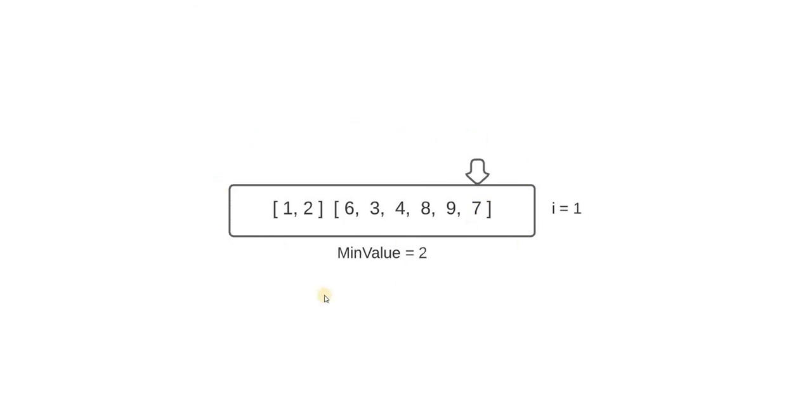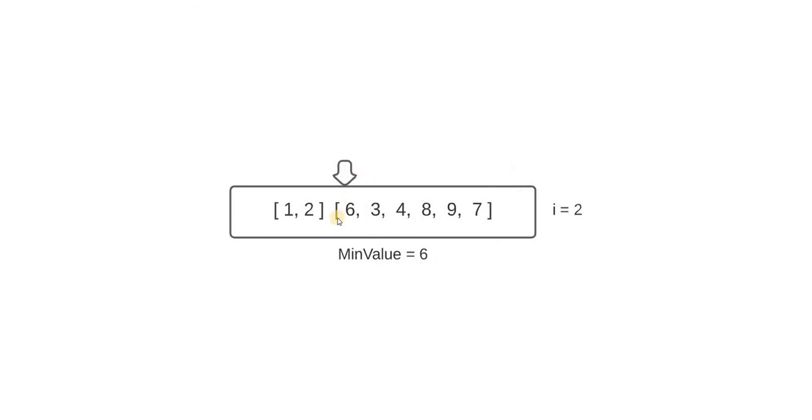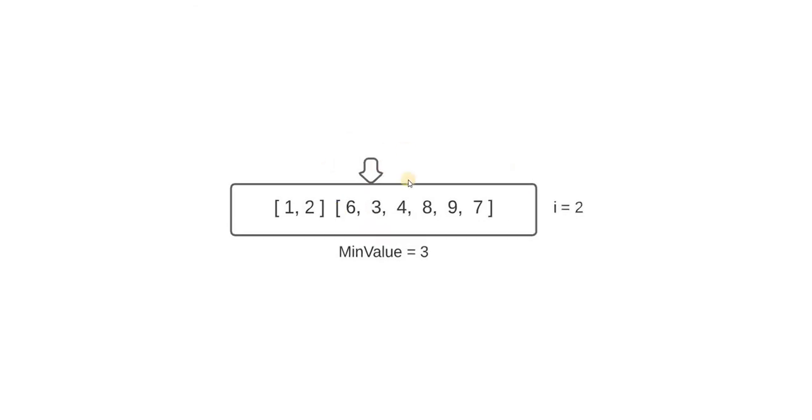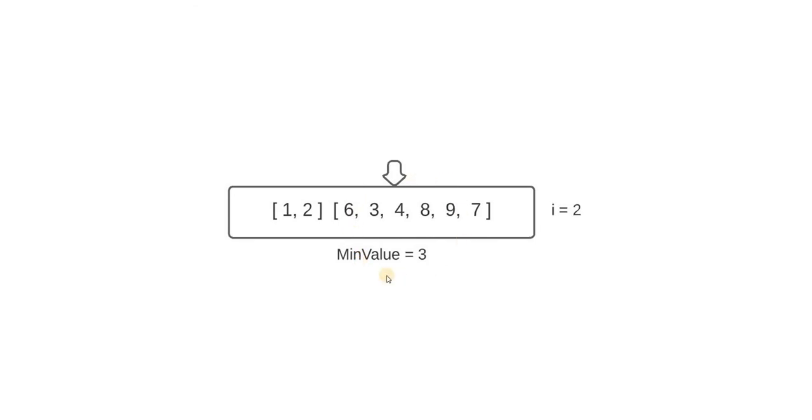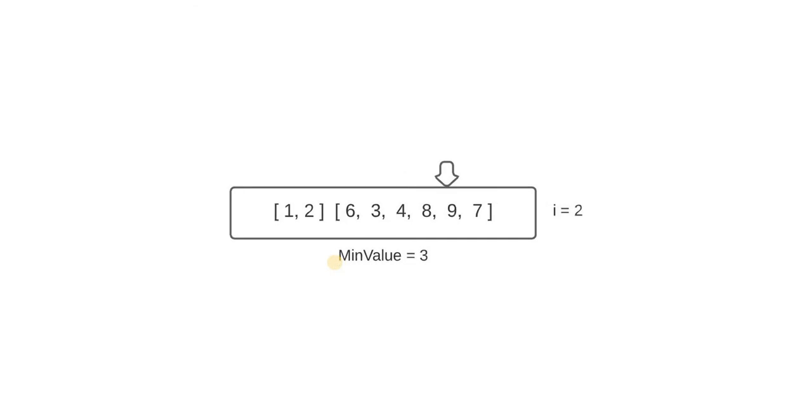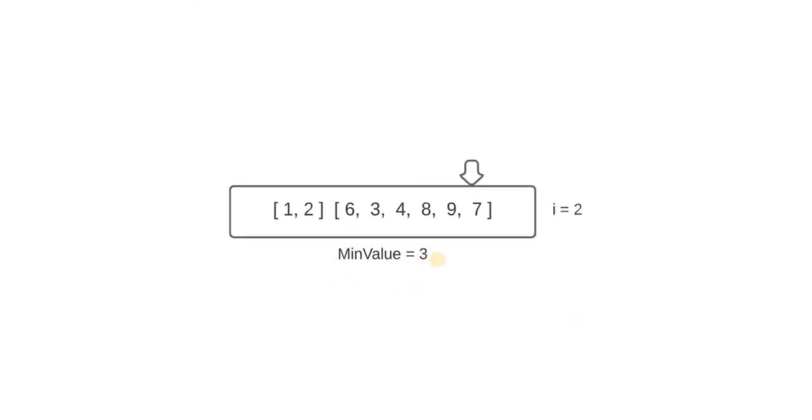Let's move on to the next pass. The new min value is now 6. 3 was smaller, so min value is now 3. Notice over here that i is equal to 2, which is why we started from 6. 4 is larger than 3, so no change. 8 is also larger than 3, no change. Also no change, no change. So we'll now swap the min value 3 with the value at index 2. That means we'll swap 6 and 3. Now we have the following list.